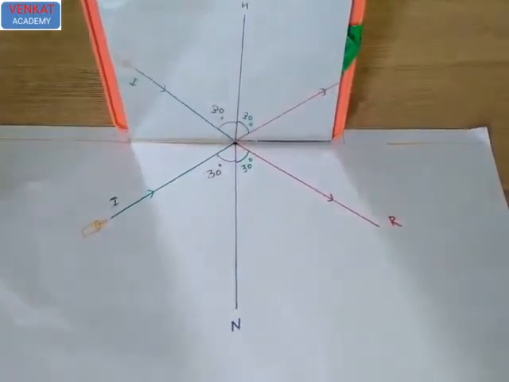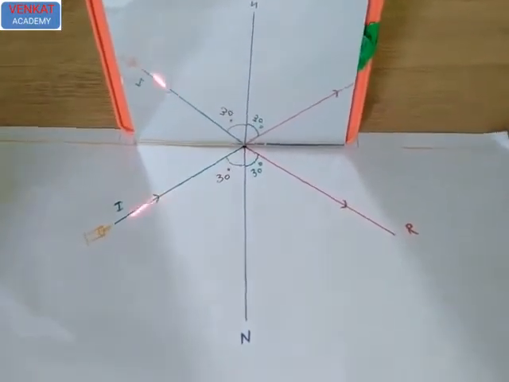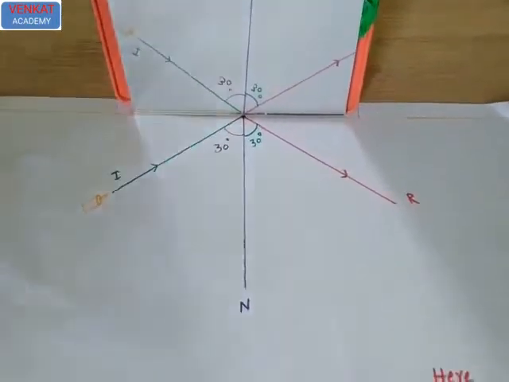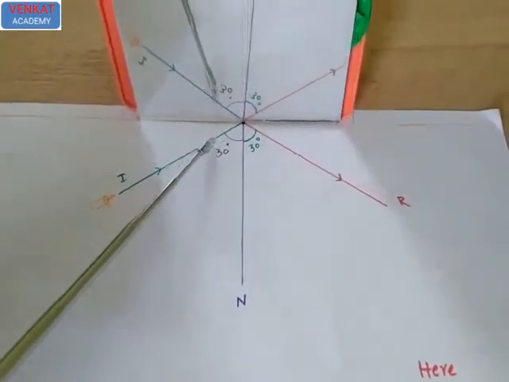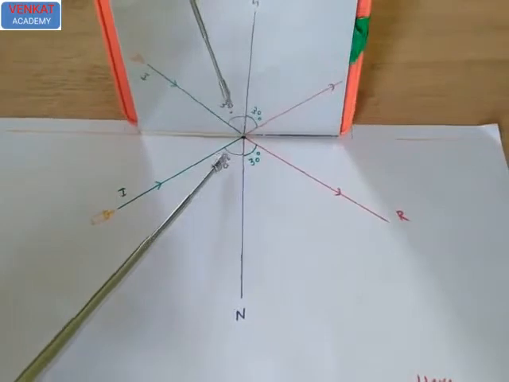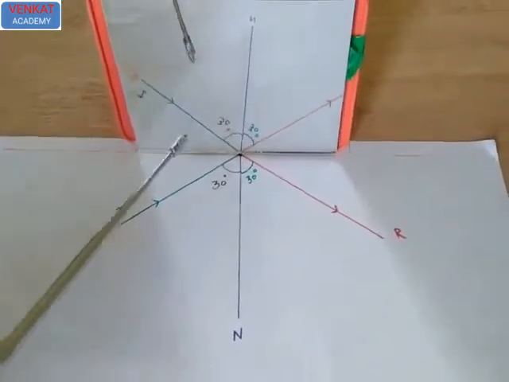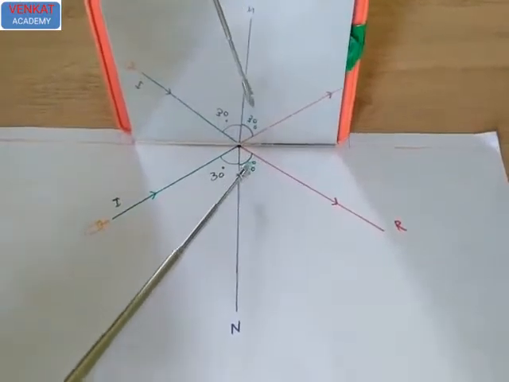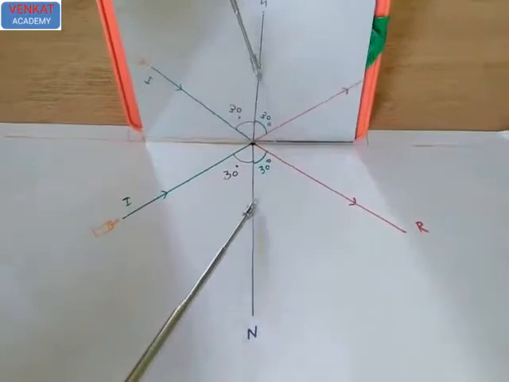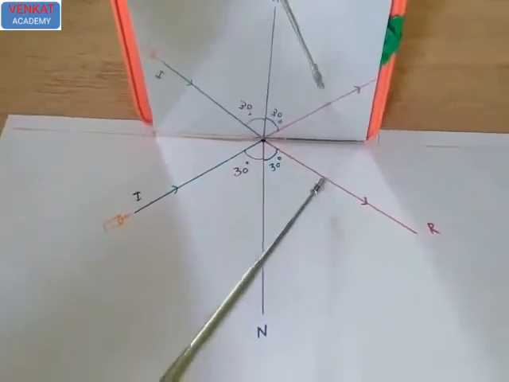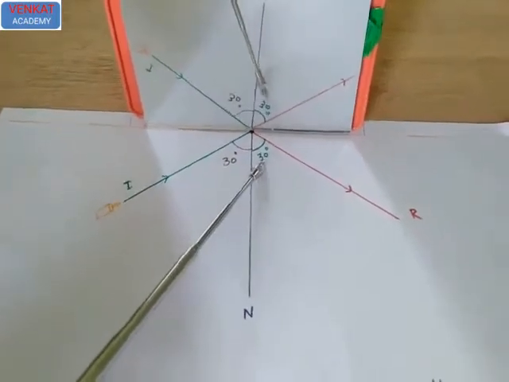Now, what is the first law of reflection? Here, the angle of incidence is the angle between the incident ray and the normal ray. For example, I take an angle of incidence of 30 degrees. And what is the angle of reflection? The angle of reflection is the angle between the reflected ray and the normal ray. If the angle i is 30 degrees, then angle r is also 30 degrees.